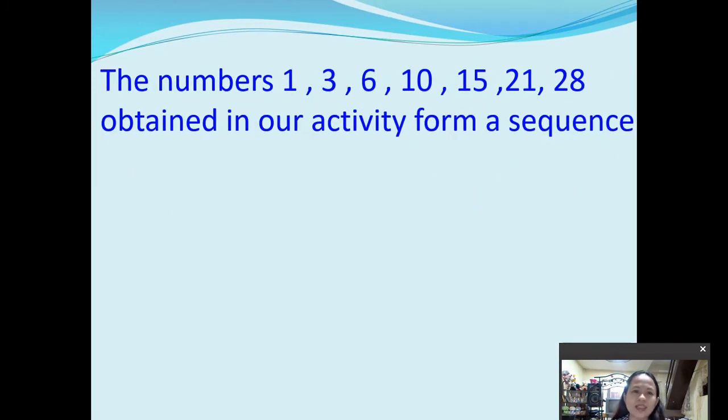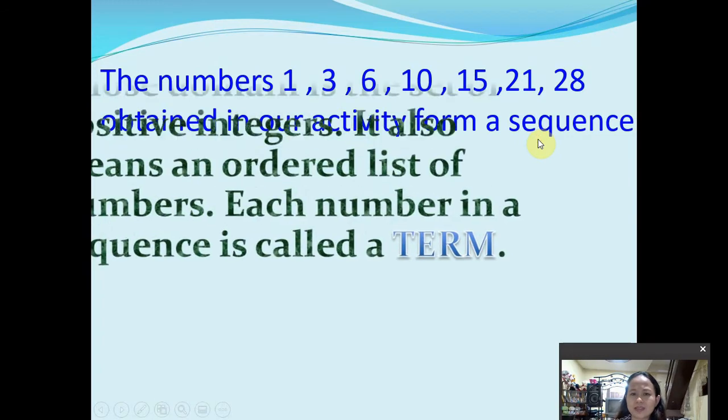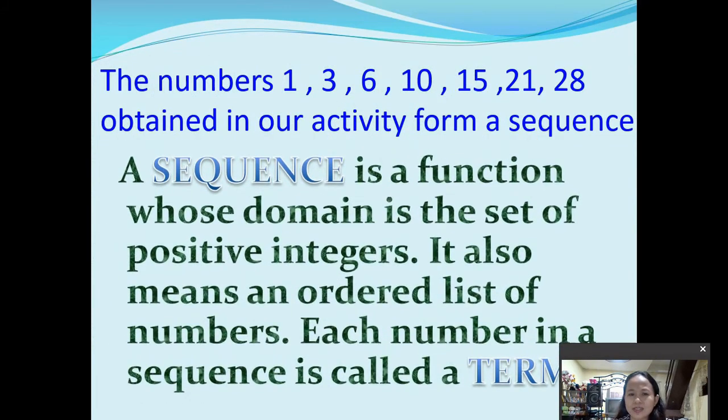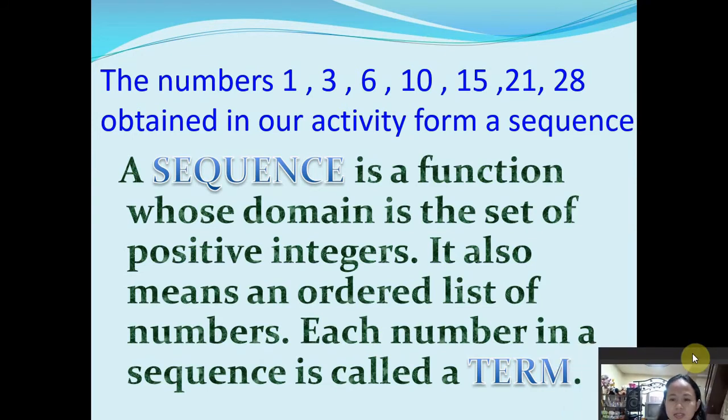Okay, so this one. The numbers 1, 3, 6, 10, 15, 21, 28 we obtained in our activity form a sequence. So what is a sequence then? A sequence is a function whose domain is the set of positive integers. It also means an ordered list of numbers. Each number in a sequence is called a term. Take note, each number in the sequence is called a term. And those numbers we just talked about a while ago form a sequence.